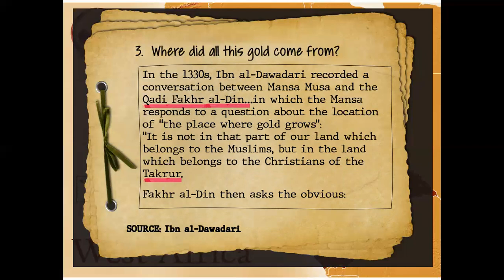In the 1330s, Ibn al-Dawadari recorded a conversation between Mansa Musa and the Qadi Fakhr al-Din, in which the Mansa responds to a question about the location of the place where gold grows. It is not in that part of our land which belongs to the Muslims, but in the land which belongs to the Christians of the Chakr. Fakhr al-Din then asks the obvious. So let's proceed to the next page and read the second half of the source before unpacking all of it together.